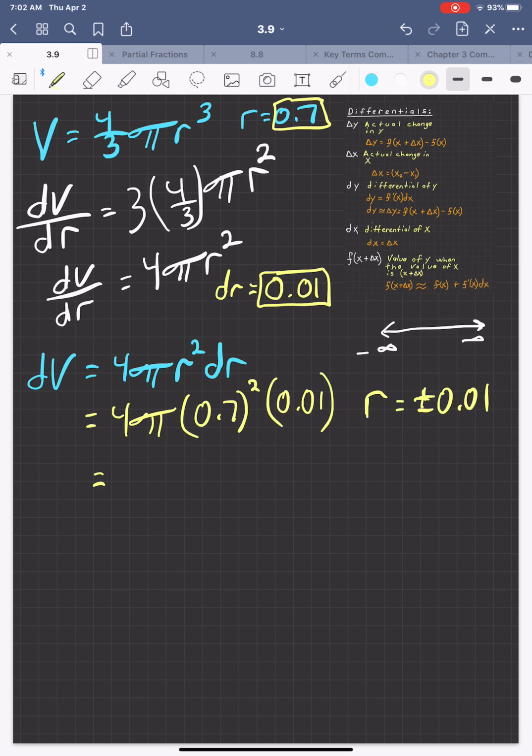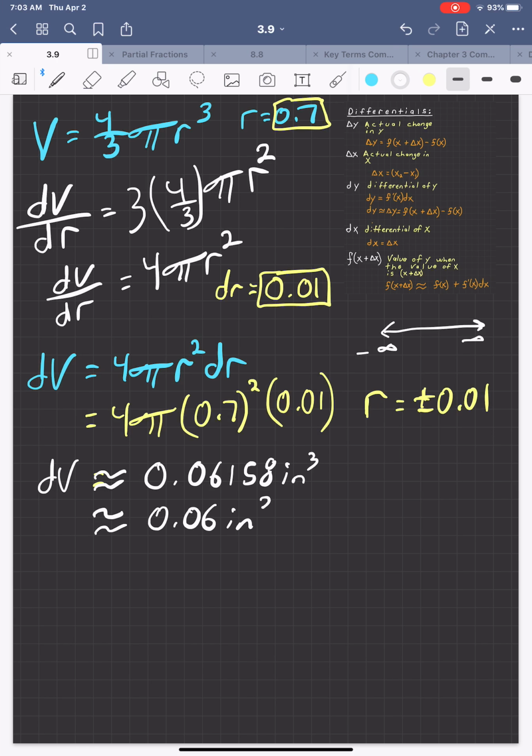All right. Again, my former professors would not like the fact that I'm rounding while I'm talking about estimating, error analysis. They would email me and say, don't ever tell anyone that I taught you. Nevertheless, the point is just to show you how to think about this propagated error. So dV is roughly 0.06158 cubic inches. And for our problem, we're just going to make that 0.06 cubic inches. Okay, so that's our dV.